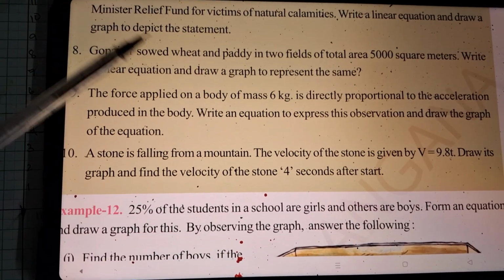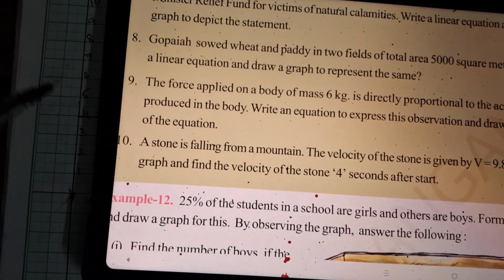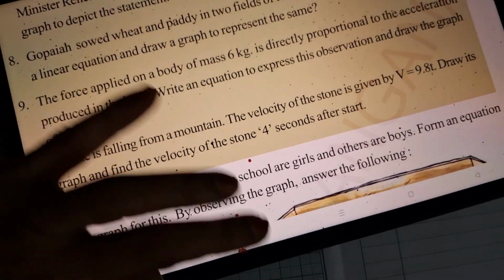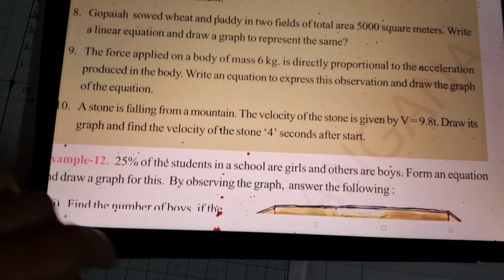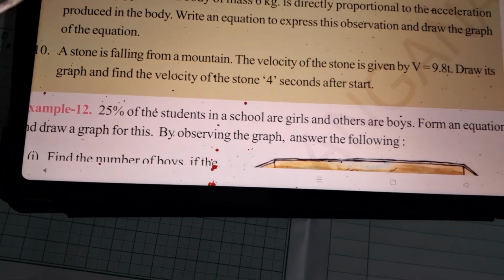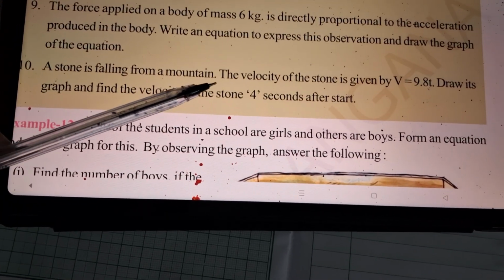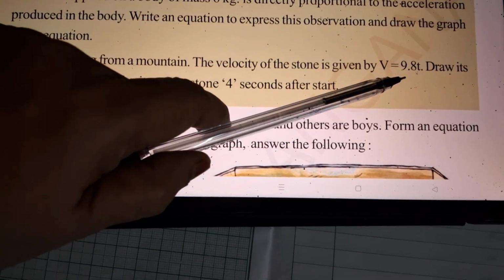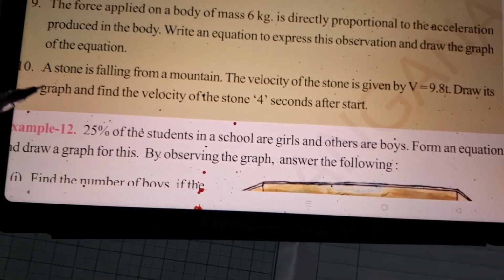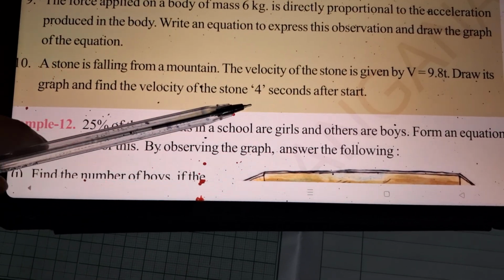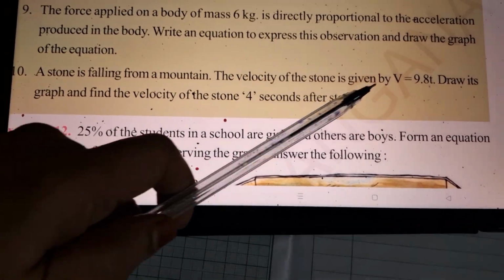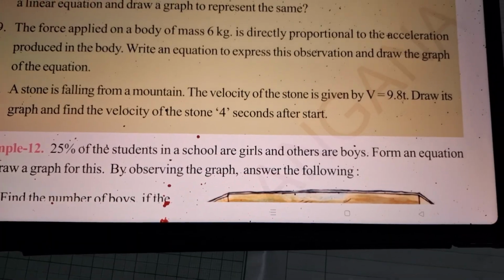Not ninth, children, sorry, it is the 10th problem. What I am going to do is the 10th problem. So here, a stone is falling from a mountain. The velocity of the stone is v is equal to 9.8 into t. Draw its graph and find the velocity of the stone 4 seconds after the start. Here t is nothing but the time, children.